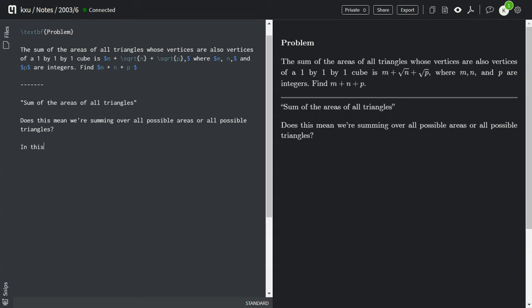So in this case, it says the sum of the areas of all triangles. All triangles is the key here, because basically we're finding all triangles that satisfy this condition and then taking the areas and summing them. So in this case, we're summing over areas of all possible triangles.